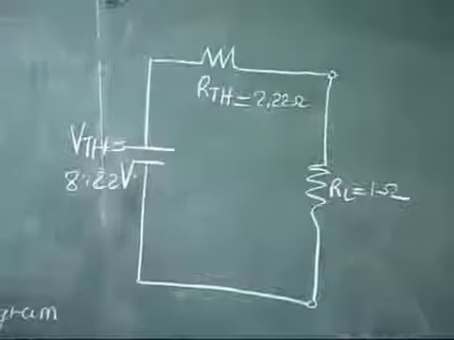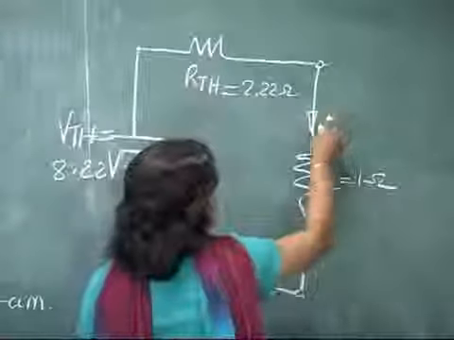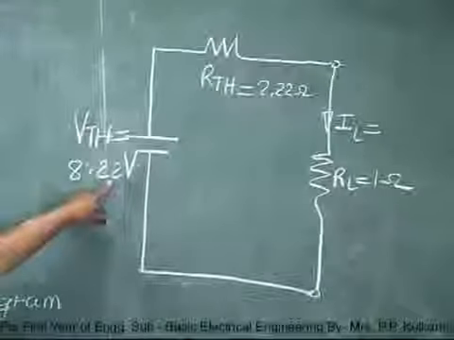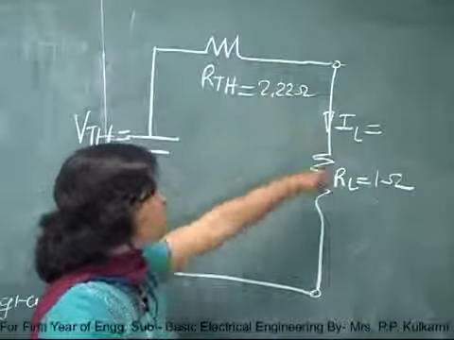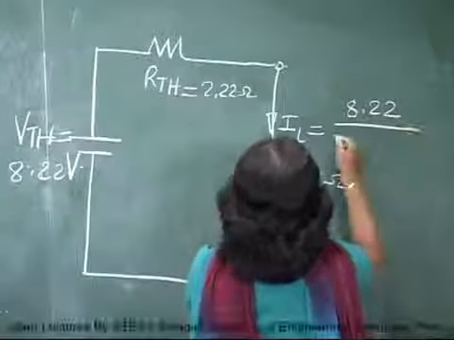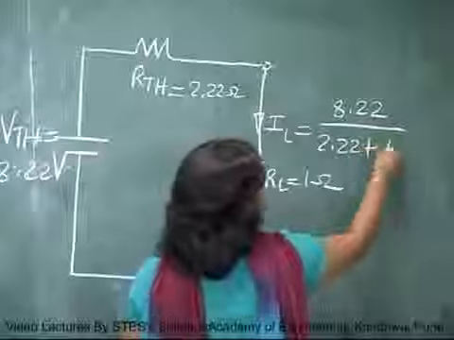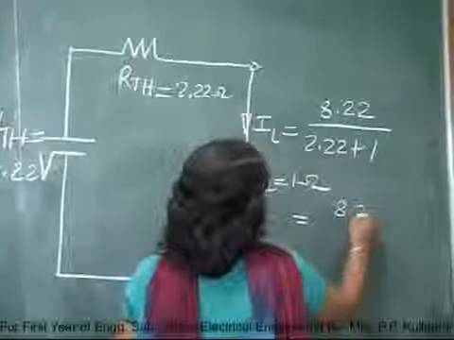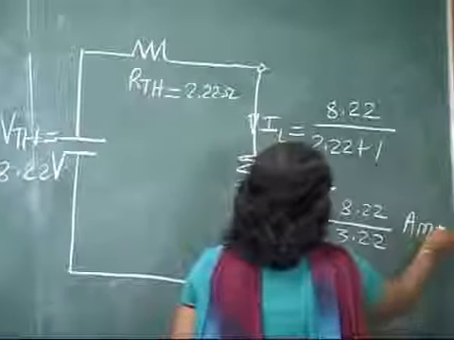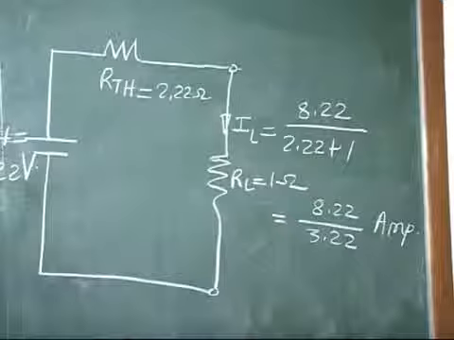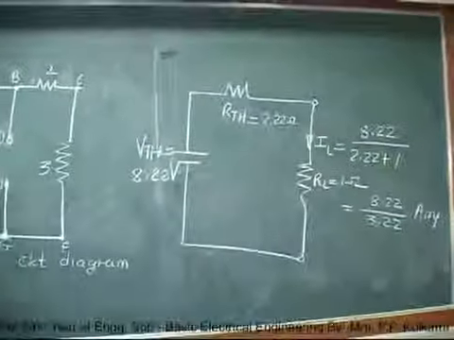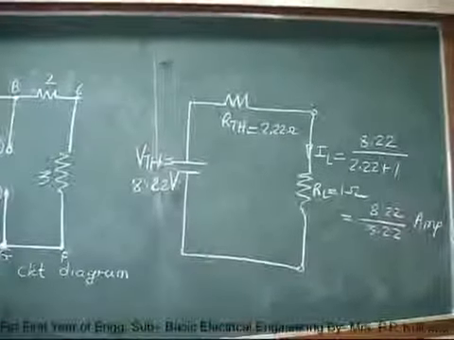Now in this circuit, we can easily calculate the current in the 1 ohm resistance using this voltage source: 8.22 divided by 2.22 plus 1. That is equal to 8.22 divided by 3.22 amperes. So this is the current flowing through the 1 ohm resistance of the given network, considering Thevenin's equivalent circuit diagram.